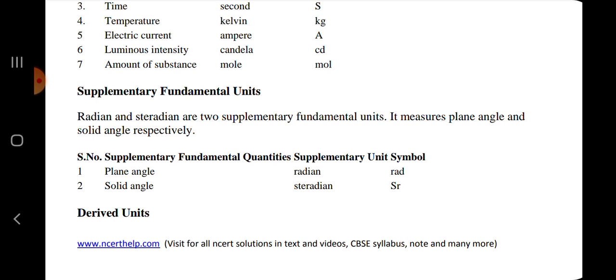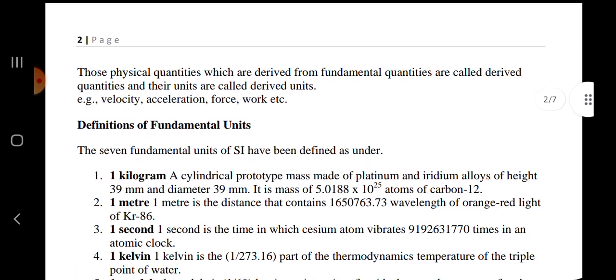Supplementary fundamental units: radian and steradian are the two supplementary fundamental units. They measure plane angle and solid angle respectively. Then derived units: those physical quantities which are derived from fundamental quantities are called derived quantities, and their units are called derived units. Examples are velocity and acceleration.